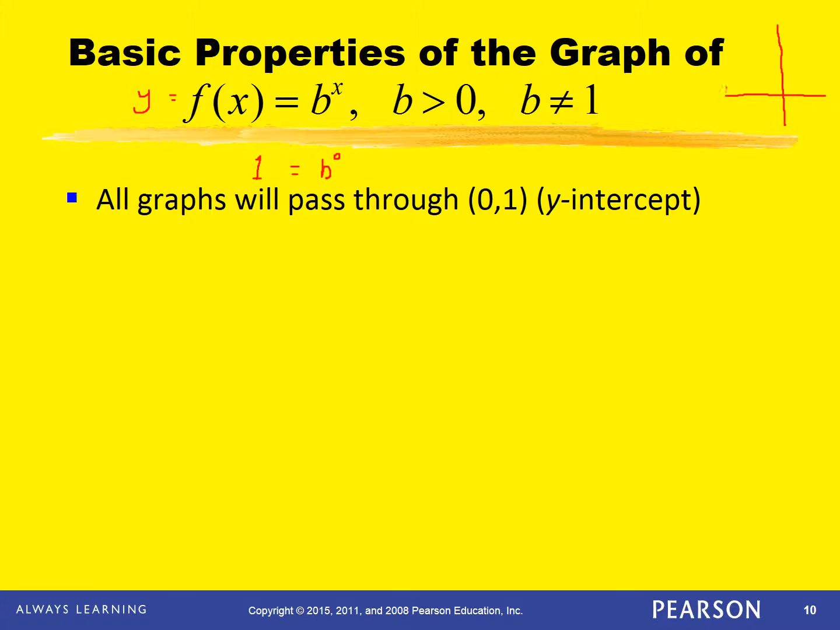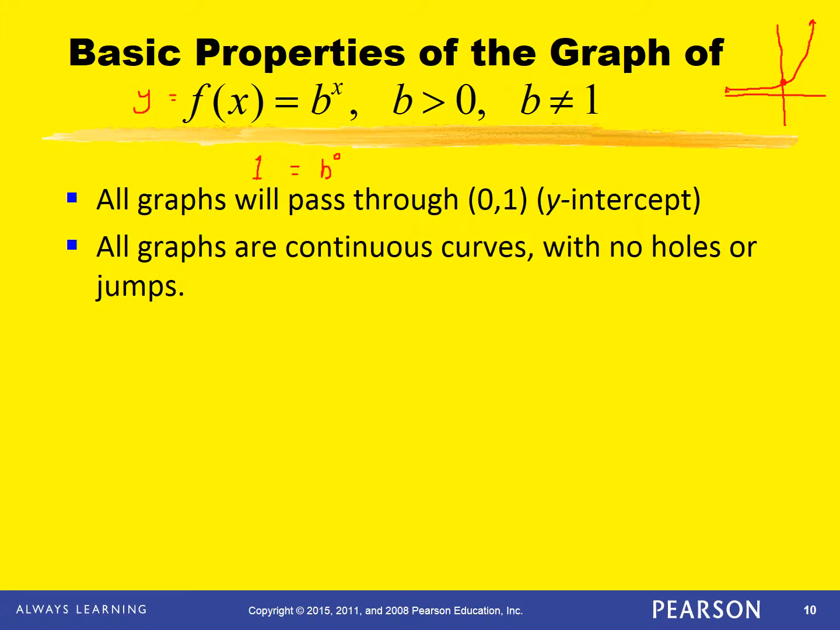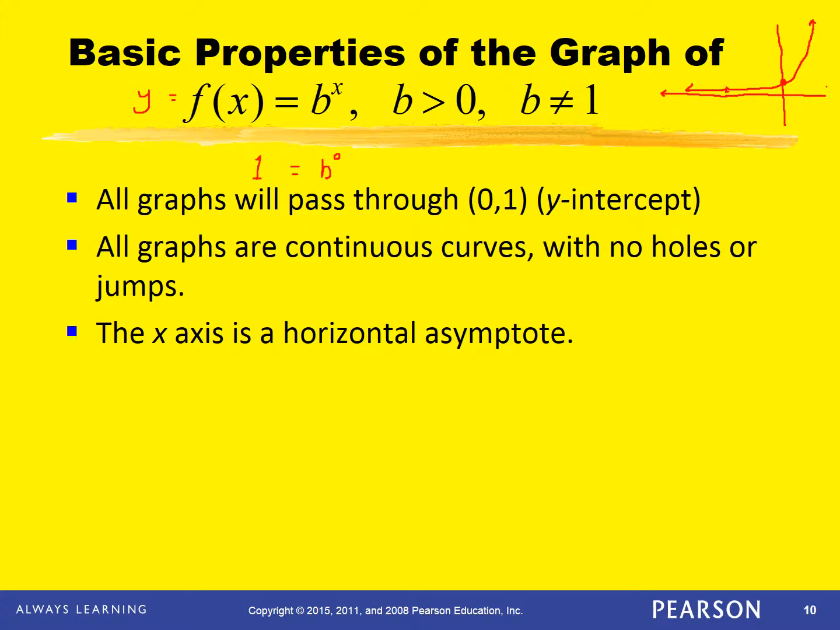Okay, so typical graph, exponential function, looks like that, passes through 0, 1. All graphs are continuous curves with no holes or jumps, no gaps. The x-axis is a horizontal asymptote, right? The curve approaches it, gets closer and closer to it, but never touches it. That's the x-axis.